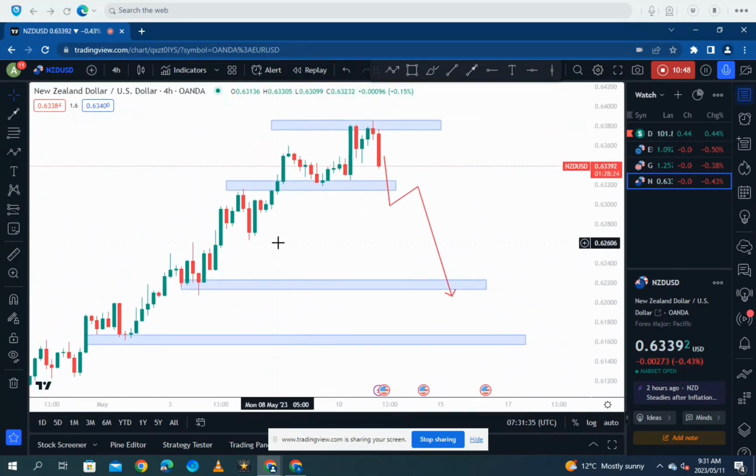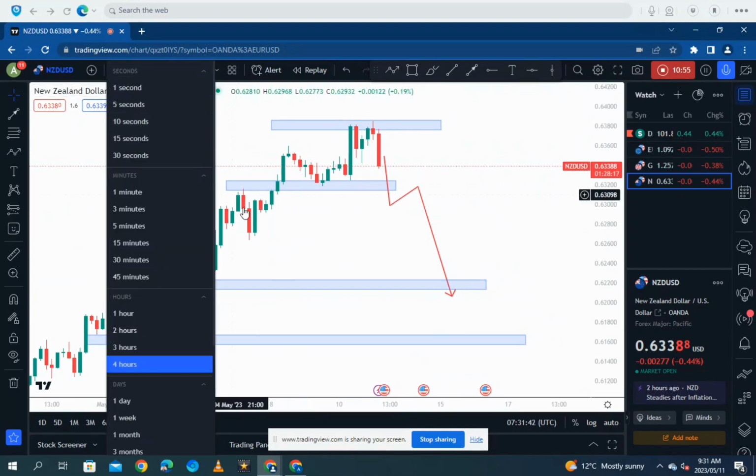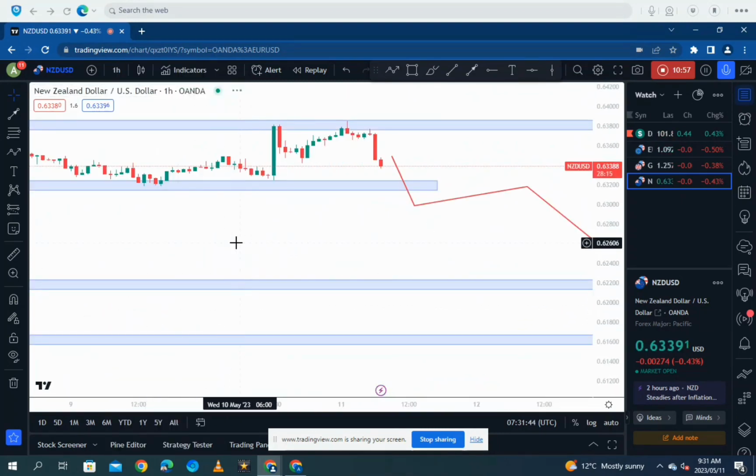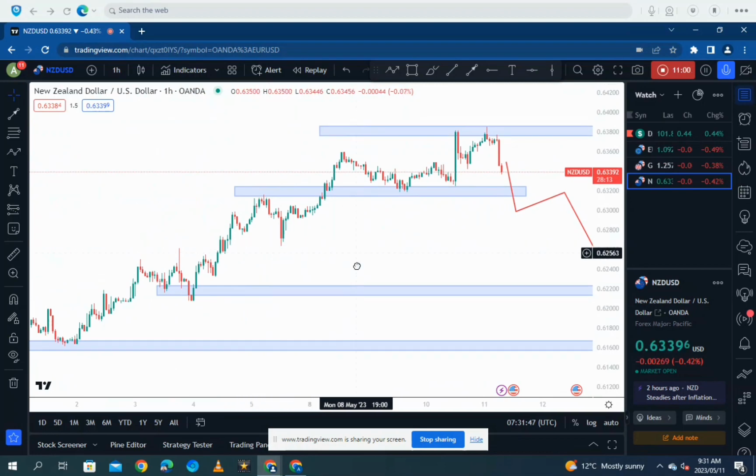But this is what I'm looking for today on these pairs here. New Zealand dollar USD, I'm looking to sell New Zealand dollar USD. Okay, let me just go lower just to explain to you guys. Maybe it will help for you guys to see the market better if I do it like this.